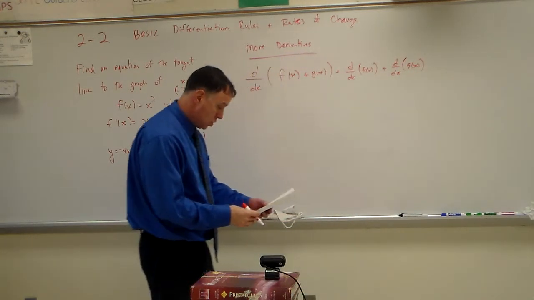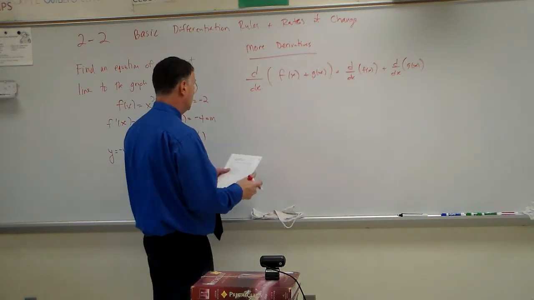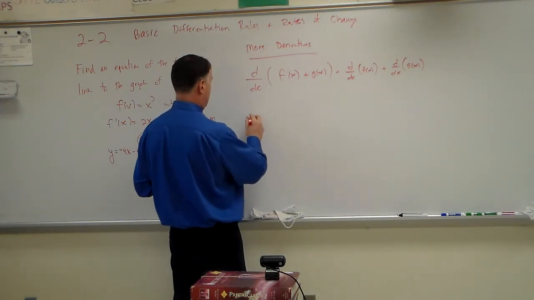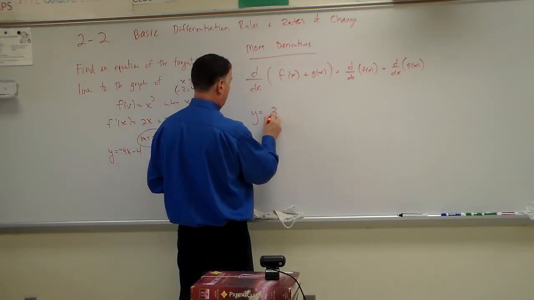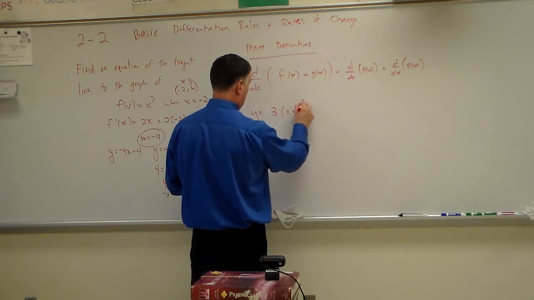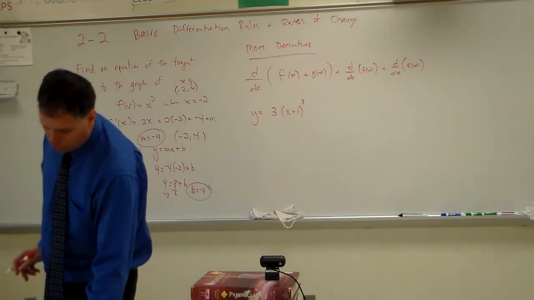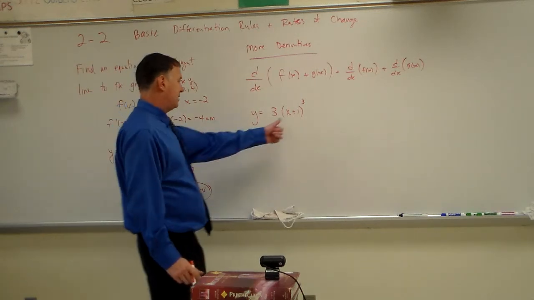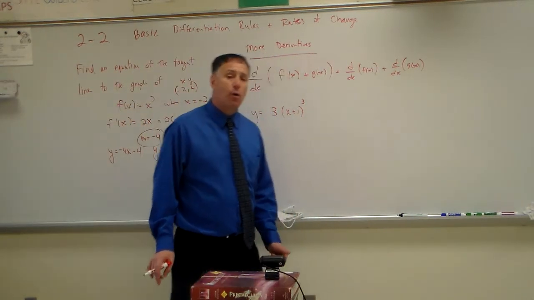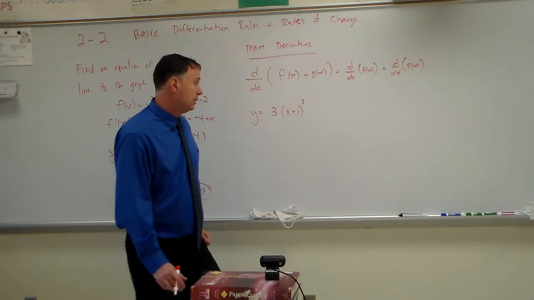Okay, so let's say I had this. I don't know why I put this problem here, but y equals 3 times x plus 1 cubed. So there's going to be a shortcut to this called the chain rule that we'll do in 2-4, but for now, we have to multiply that out.